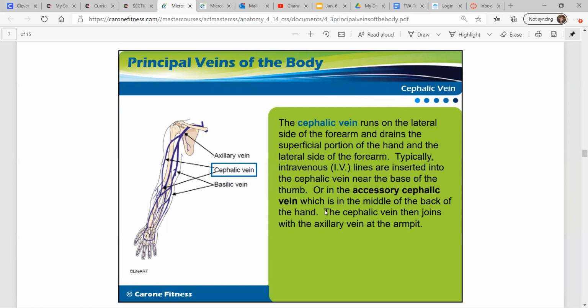The cephalic vein runs on the lateral side of the forearm and drains the superficial portion of the hand and the lateral side of the forearm. Typically, IV, intravenous lines are inserted into the cephalic vein near the base of the thumb, or in the accessory cephalic vein.